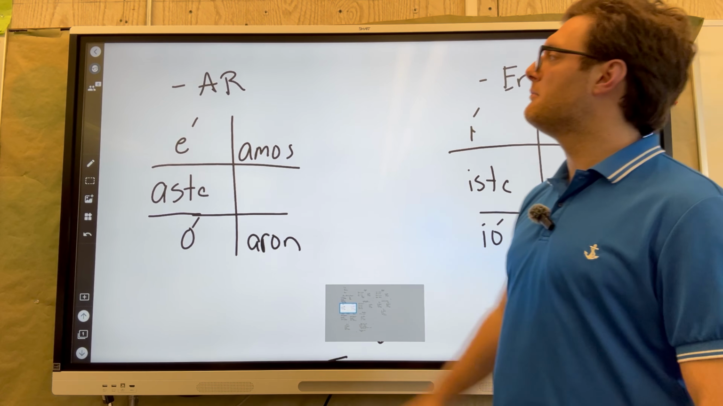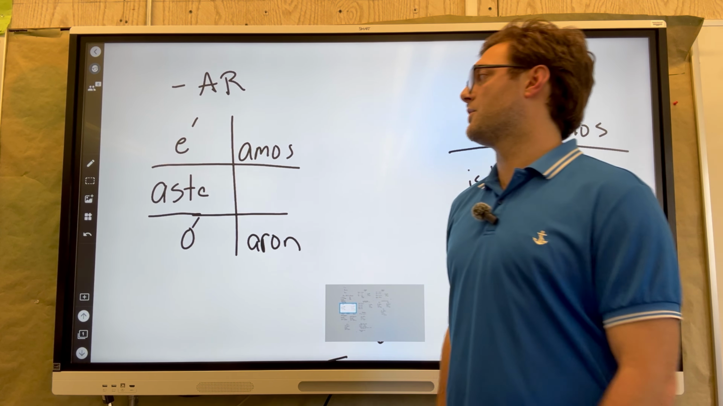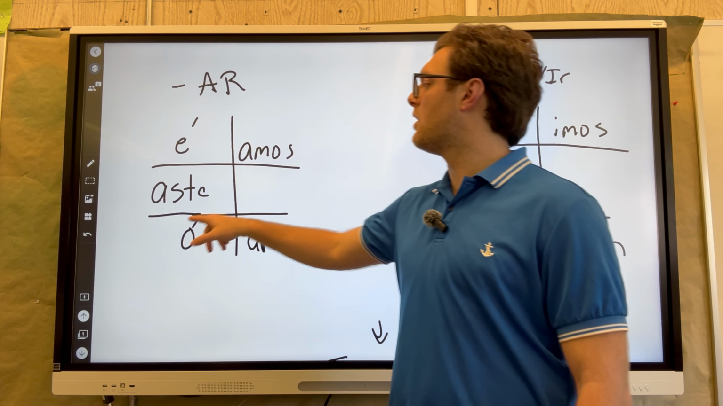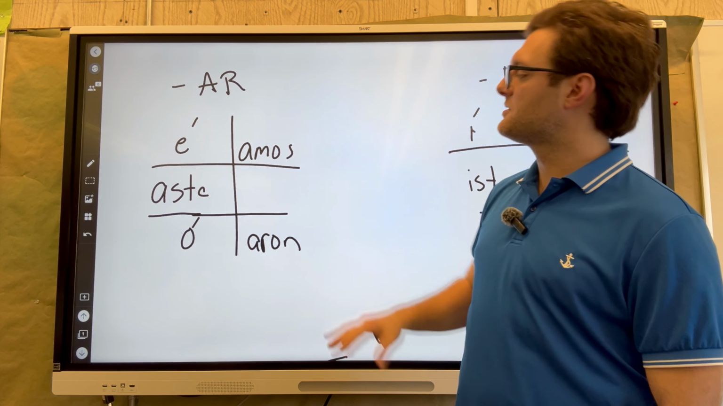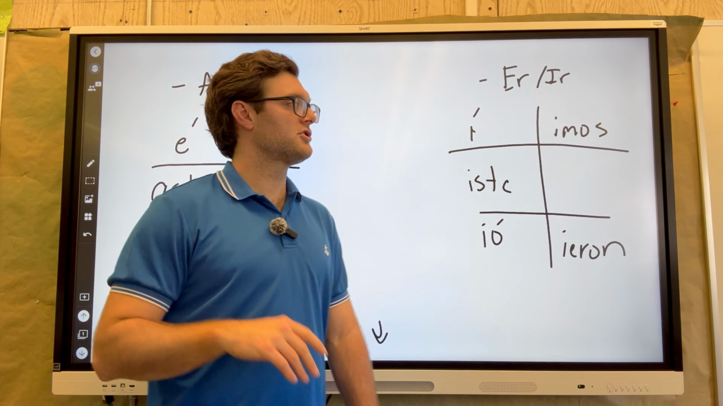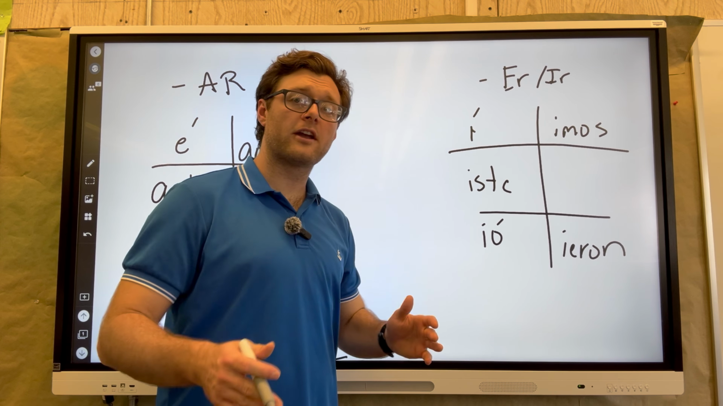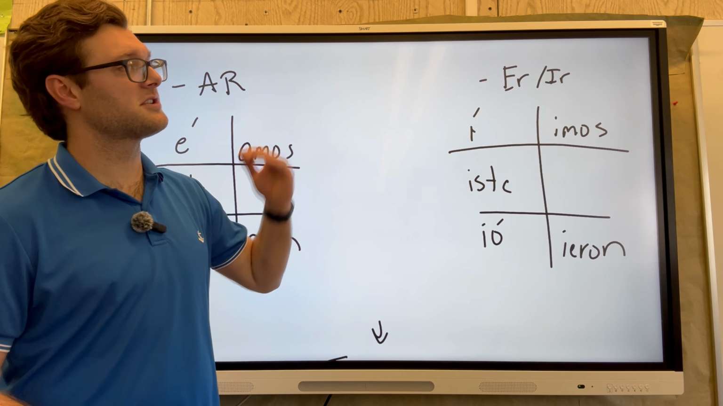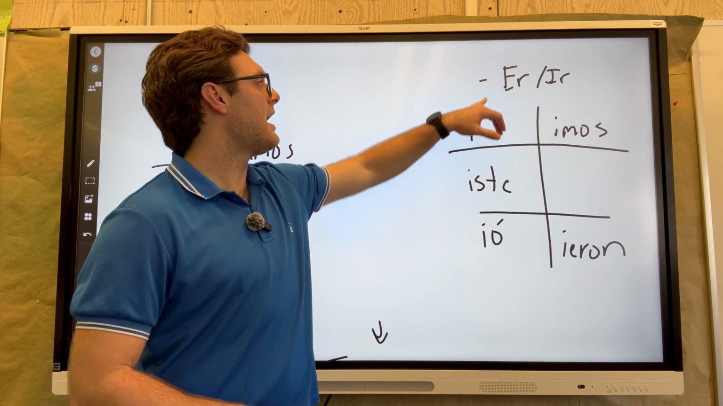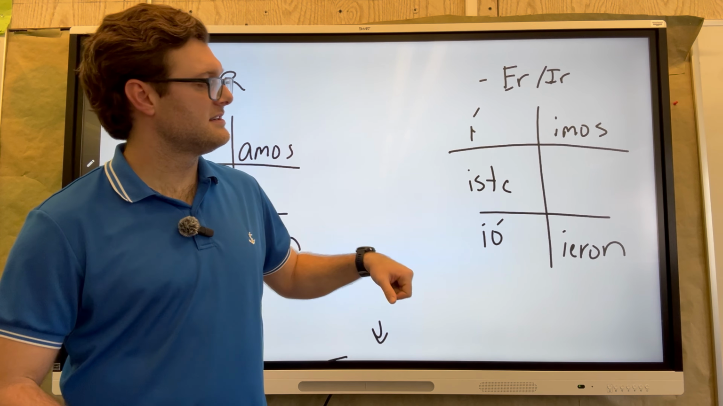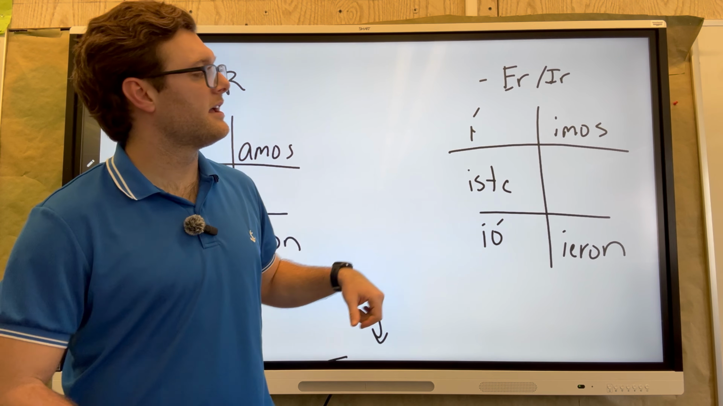So I have here my AR ending. So it's going to be é, aste, ó, amos, and aron in Spanish with the AR endings. And then ER-IR endings are going to be the same in this tense, just like in the imperfect. And it's í, iste, ió, imos, and ieron.